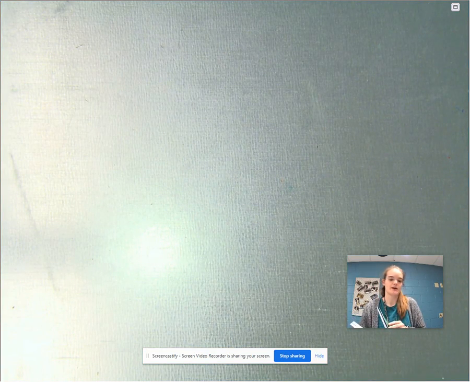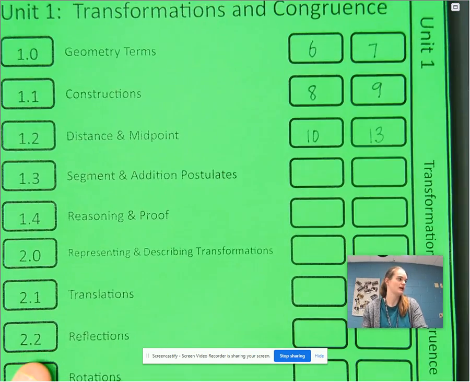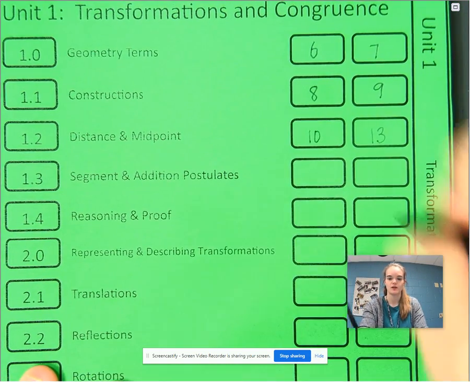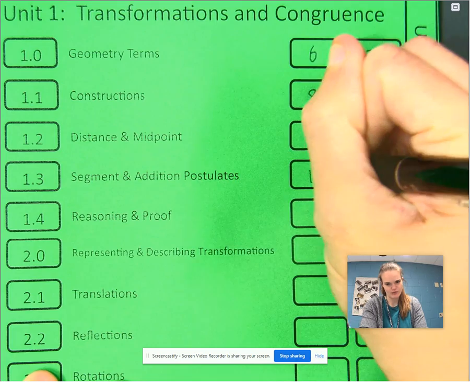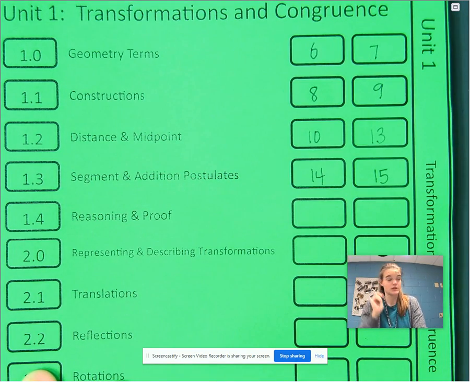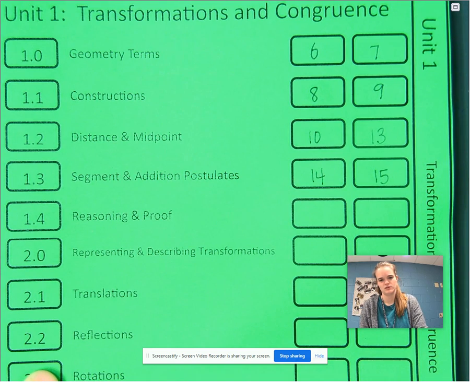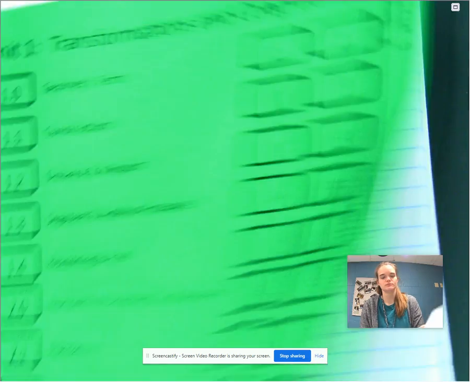Today we are going to talk about the segment and addition postulates, and it only will last for two notebook pages, so go ahead and label it 14 and 15. And then we're going to label 14 and 15 segment and addition. I forget to change that every year. That's not the correct title.